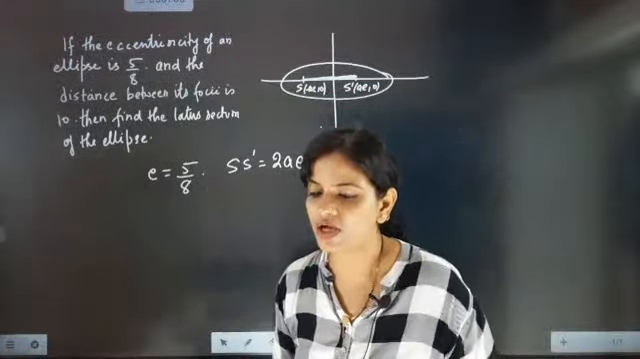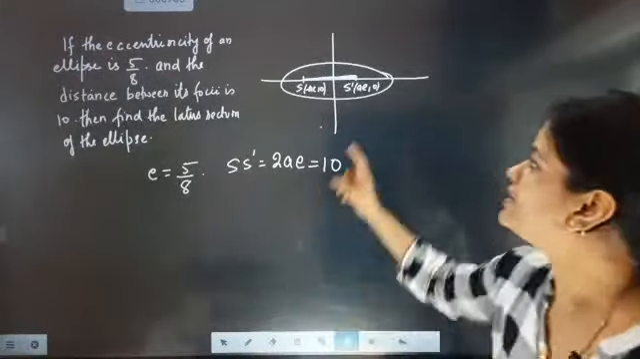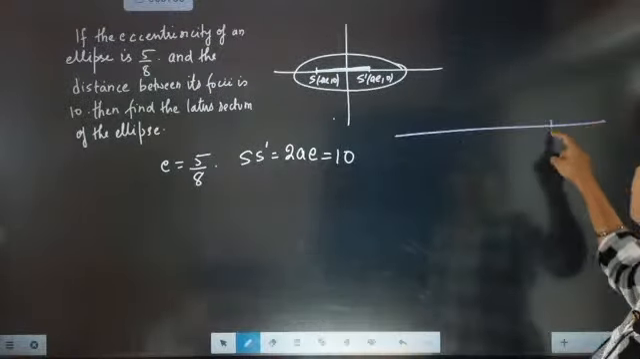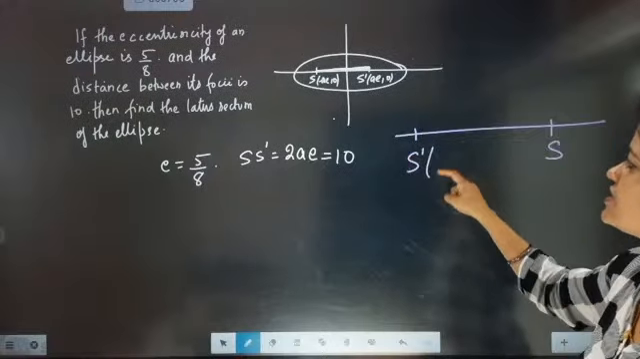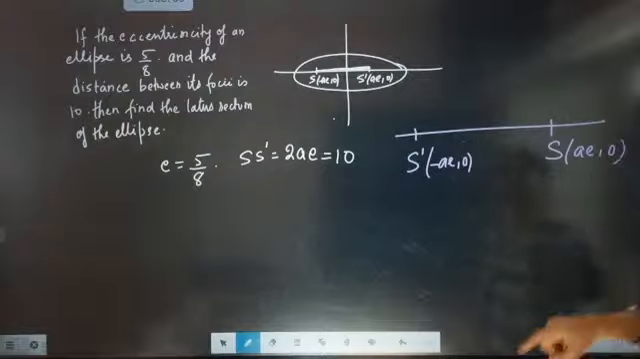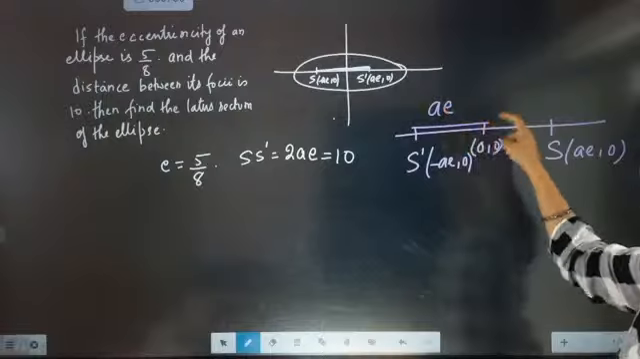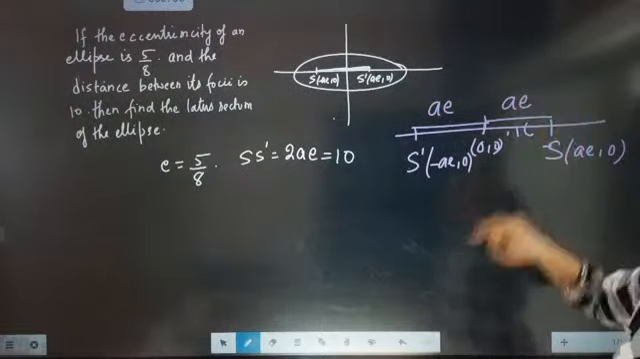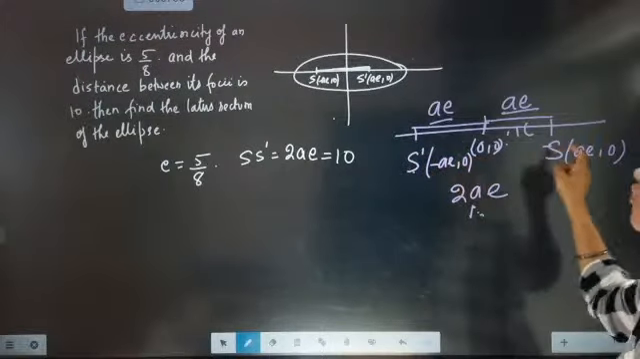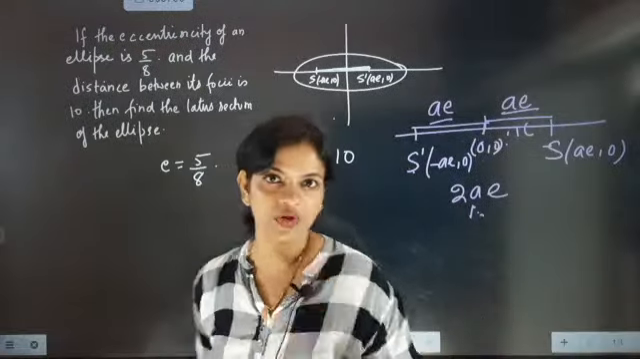In the question they have given the eccentricity as 5 by 8 and the distance between the foci. The foci S and S dash are at (AE, 0) and (minus AE, 0). From the center, this distance will be AE, so AE plus AE will become 2AE. So the distance between these two foci will be 2AE.